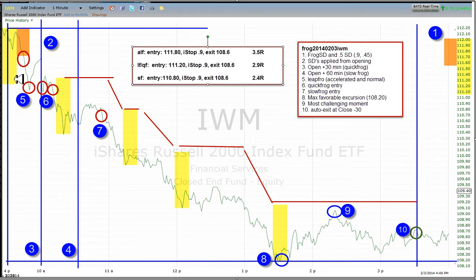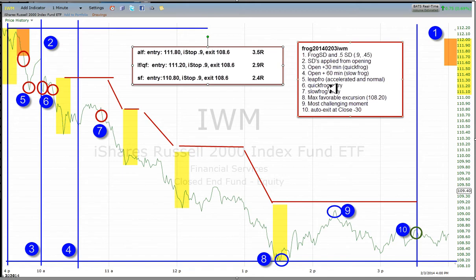Point number 5, the accelerated and the normal leapfrog. Accelerated leapfrog is a technique where we let it move a half standard deviation, make the entry, and then use a full standard deviation as the initial stop. So we're essentially front running the trade by half of a standard deviation. And so that would give an accelerated leapfrog entry at about 111.80 with a 90-cent initial stop. That's going to end up exiting down here at 0.10 unless you had elected to take a stop in here.